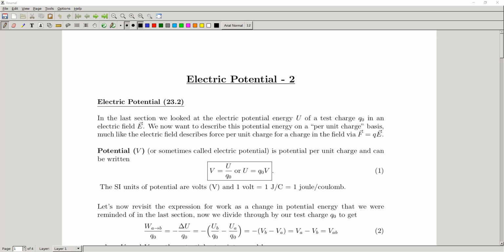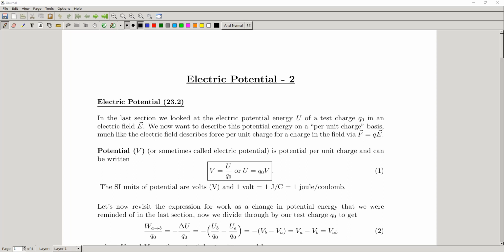So in the last section, we looked at electric potential energy. So we're looking at the electric potential energy of a test charge, Q naught, in an electric field. And we now want to be able to describe this potential energy on a per unit charge basis.